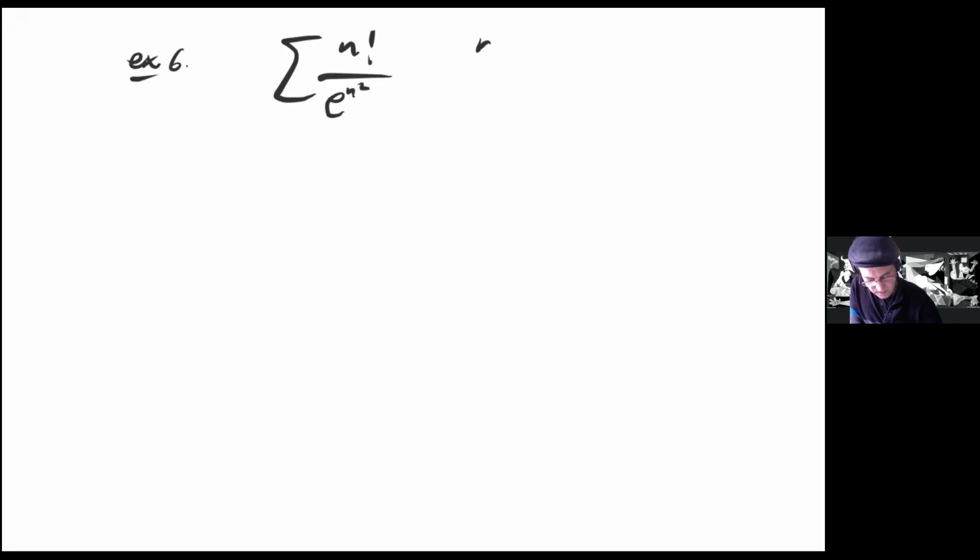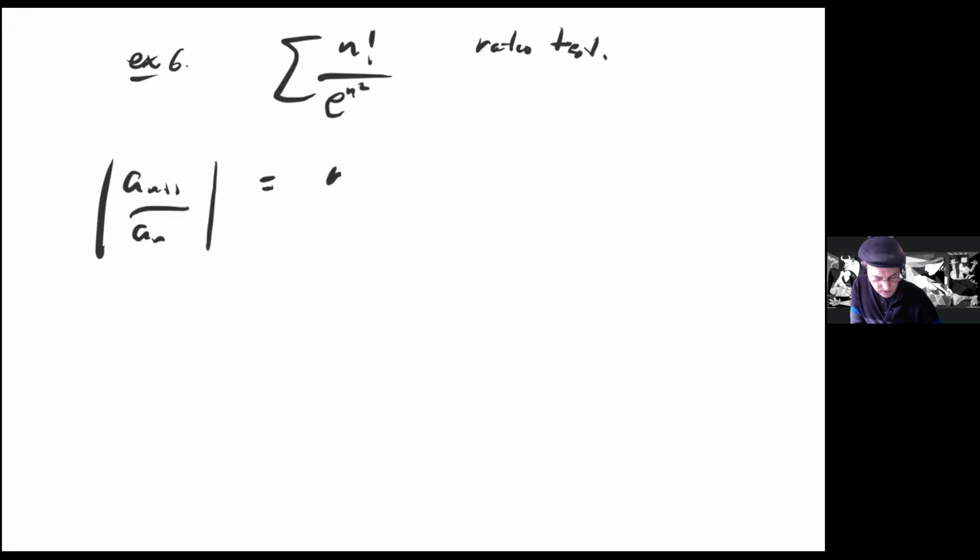Okay, so now for our next problem, I think this is number 6. I want to look at the summation of n factorial over e to the n squared. So there's a factorial here, and the suggestion is to use the ratio test. So what does that tell us? We want to take the absolute value of a sub n plus 1 over a sub n. So that's n plus 1 factorial over e to the n plus 1 quantity squared, times the reciprocal of a sub n, that would be e to the n squared divided by n factorial.